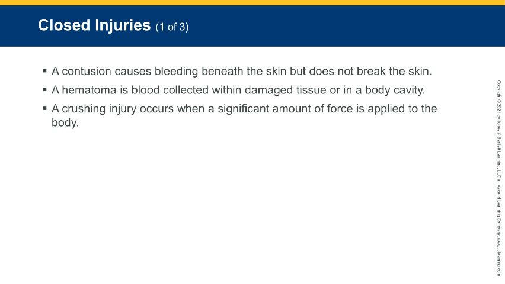Closed injuries occur beneath the skin without breaking its surface. A contusion, commonly known as a bruise, results from small blood vessels breaking due to trauma. A hematoma is a more significant collection of blood within damaged tissue or body cavities. Lastly, crushing injuries occur when an extreme force is applied to the body, which can cause severe internal damage even if there is no visible wound.